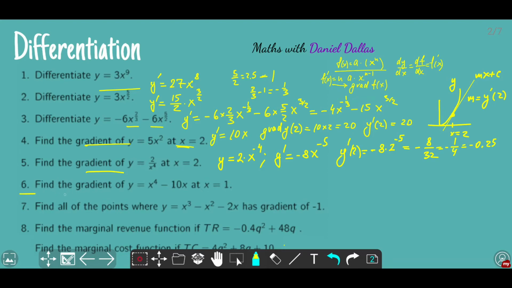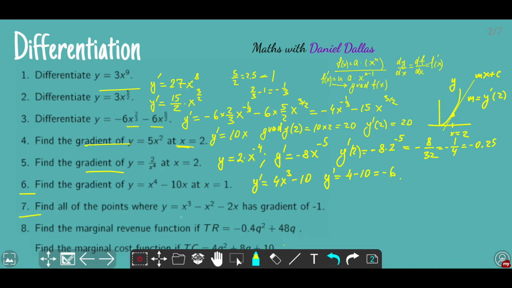Let's move here. Question 6. Find the gradient for x to the power 4 minus 10x. We'll do the same technically. It's going to be 4x cubed, and minus 10x. But because we're taking the gradient, we differentiate, so minus 10 is left only. So now we plug in the point, x equals 1. Whenever x stays, we plug in 1, and we have 4 minus 10, which is negative 6. All right. So let's move to the next one. Question 7.